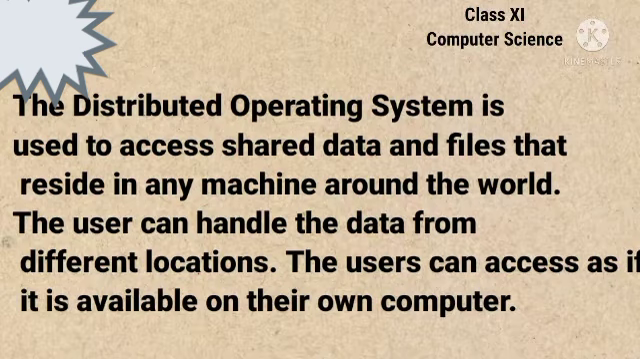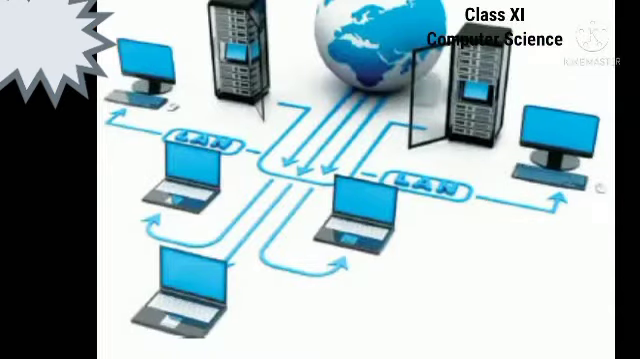It will be more clear by seeing this picture. See, in this the users can access data from anywhere. That is the purpose of distributed operating system. So, it is also one of the features of an operating system.